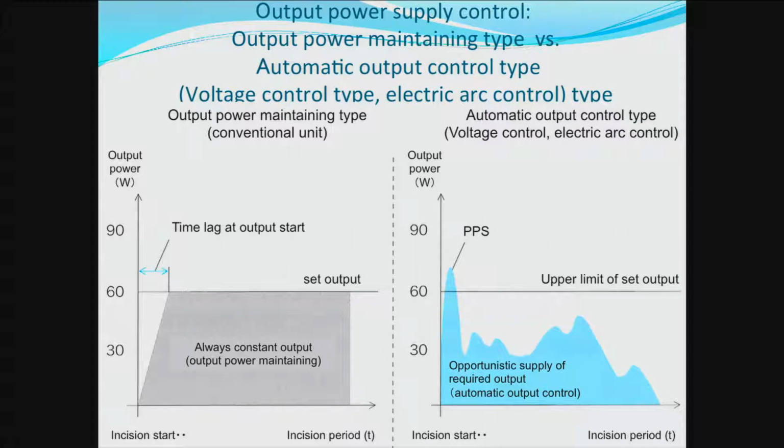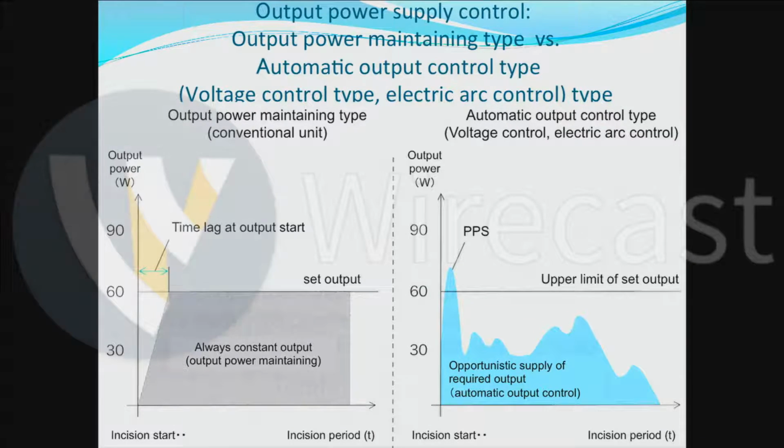The output mode of a general ESU is often the output power maintaining type. Voltage is controlled by fine-tuning of output depending on the setting of work and load output. There is some time lag at the output start, and output is always constant and maintained.